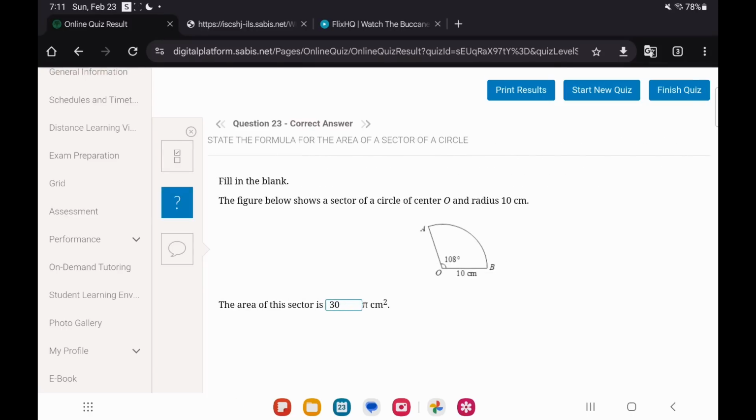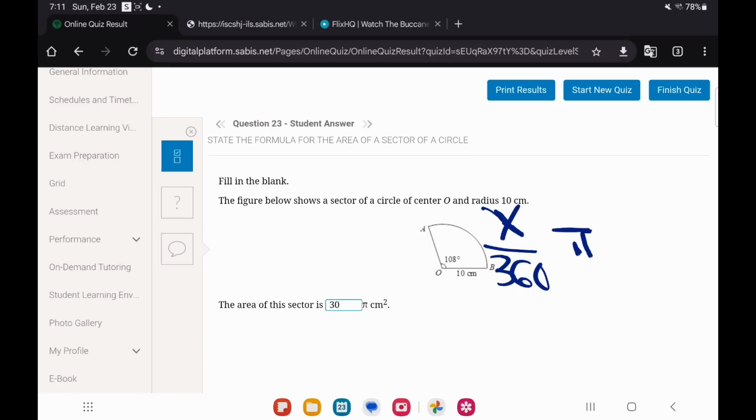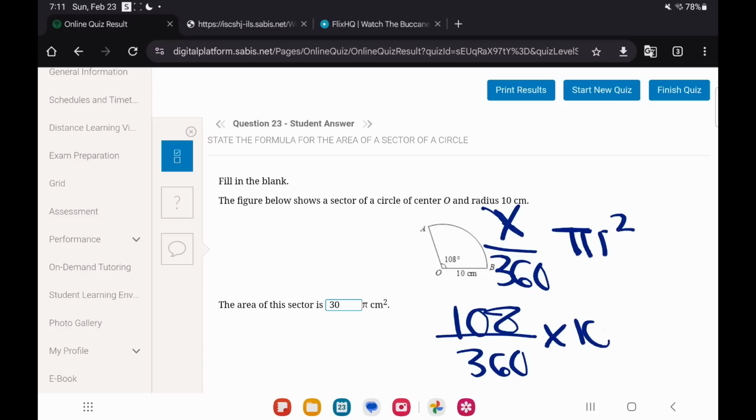23. Okay, this one, the rule is x over 360, and because they want the area, times pi r squared. So 108 over 360 times 100 pi, and you get 30 pi.